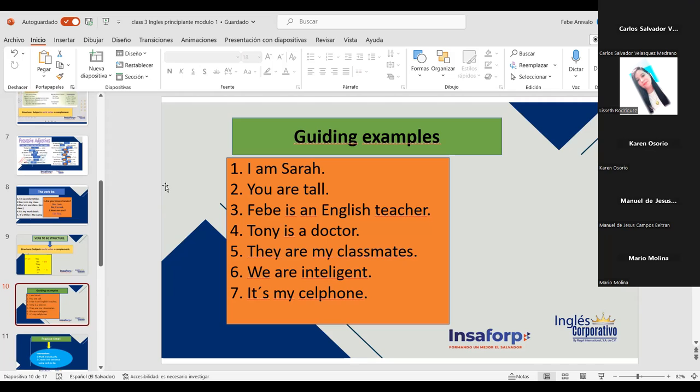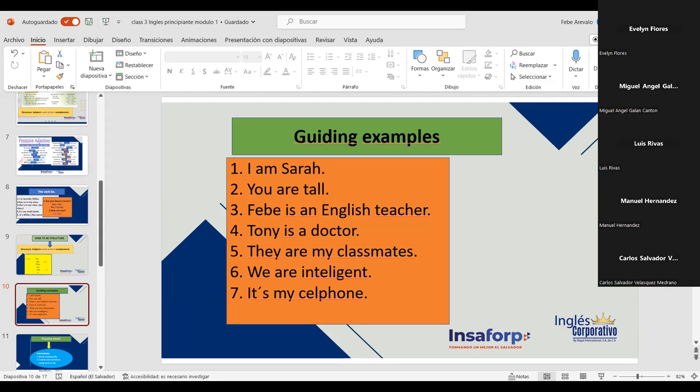Thank you. Karen Osorio, four and five. Tony is a doctor. They are my classmates. ¿Cómo se pronuncia? Classmate. Yes. Mario Molina, six and seven. We are intelligent. It's my cell phone. Very good. Thank you. Now, pregunto.